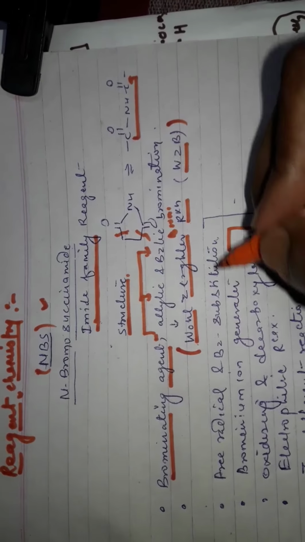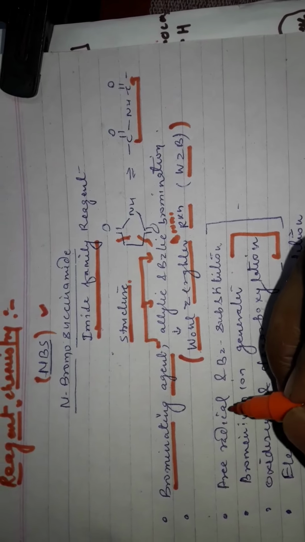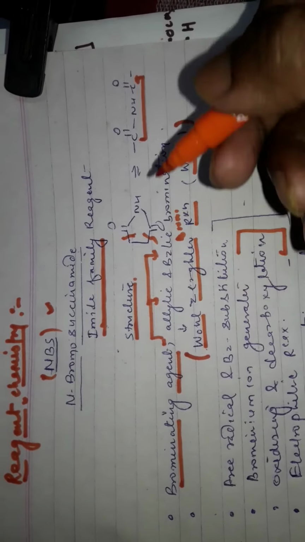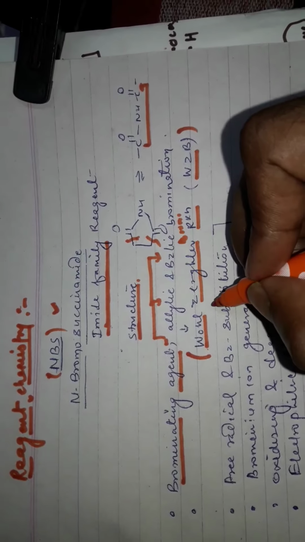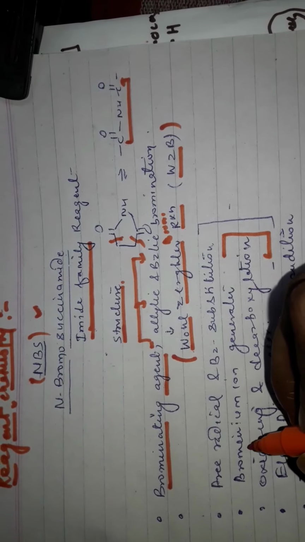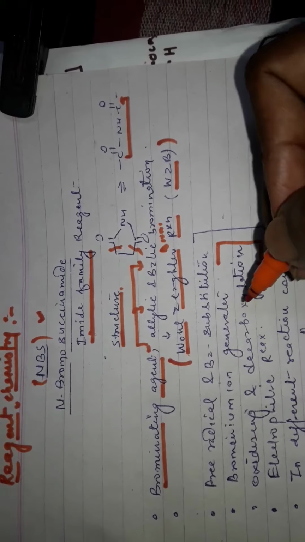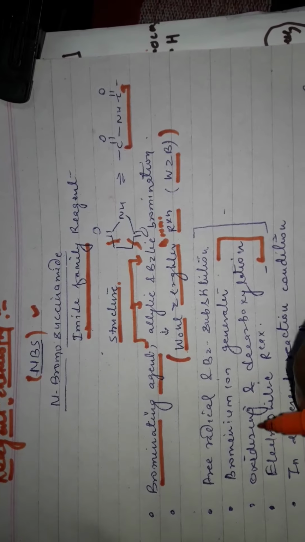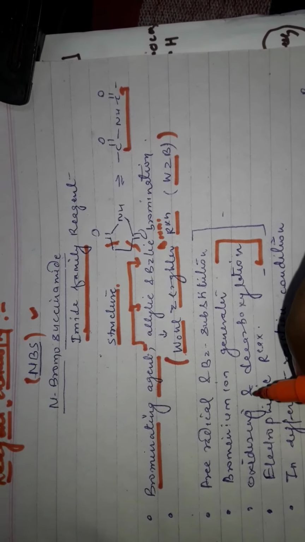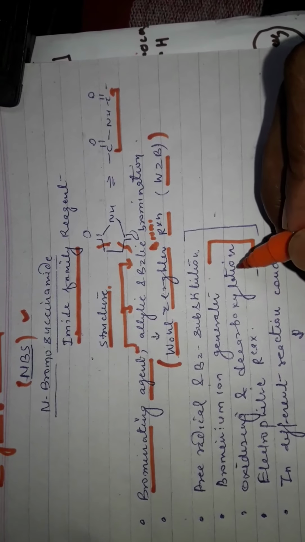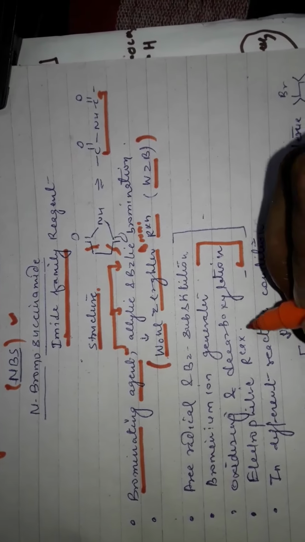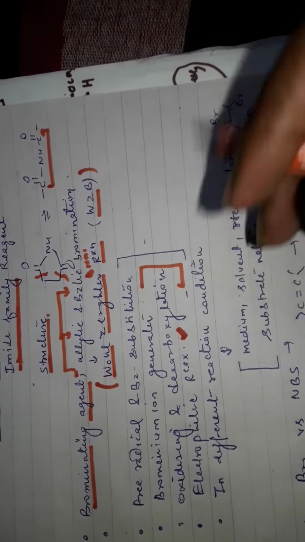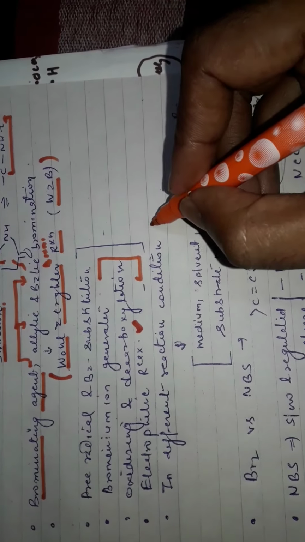The second point is that it is a free radical generator, and it gives benzylic substitution, which we already discussed. It also acts as a bromonium ion generator. The third point is very important: it is used in oxidizing as well as decarboxylation reactions. It gives electrophilic reactions in different reaction conditions. It is a very strong and very important point.